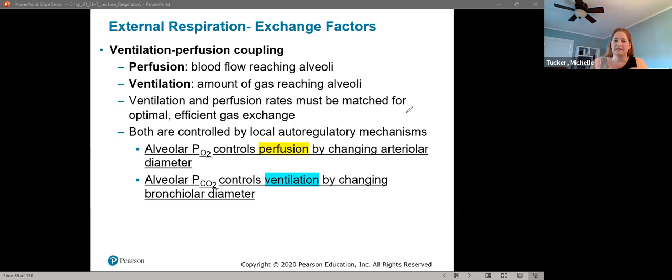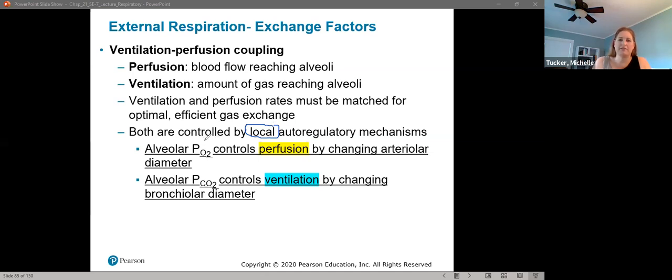Our body is very good at controlling ventilation perfusion coupling. We tend to do a very good job, and this is because they're under local control. So local control overrides non-local control, and it's very quick, and it can go back and forth very rapidly. So it's very accurate.